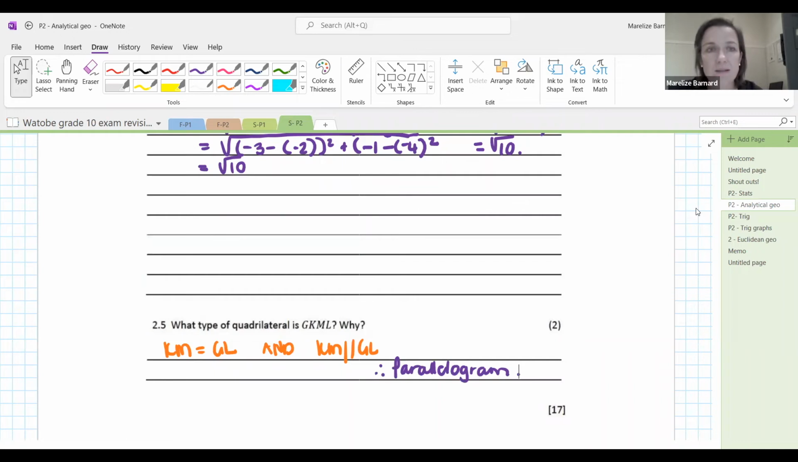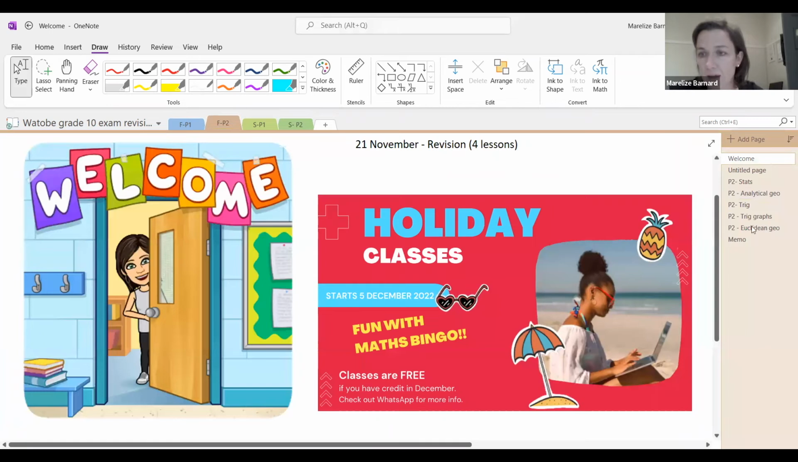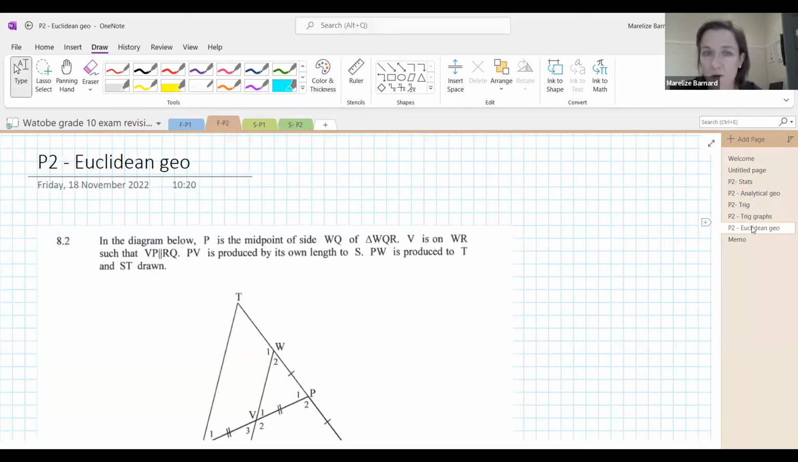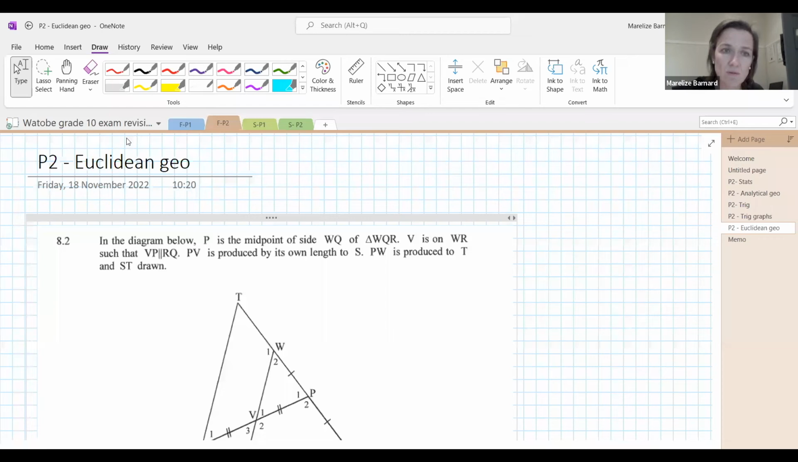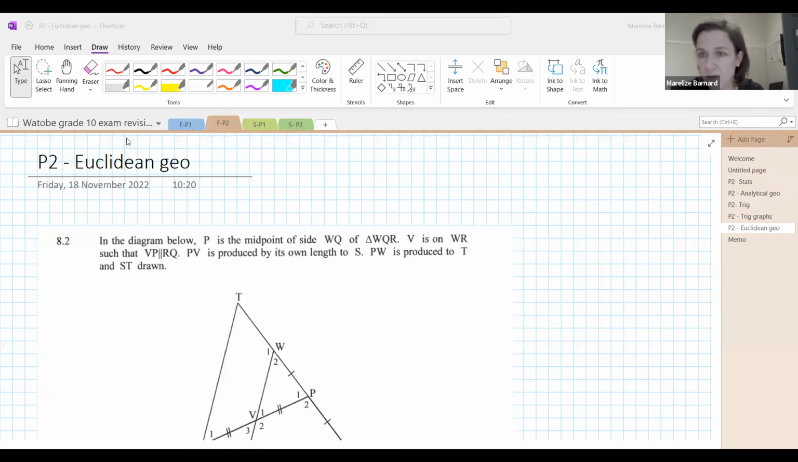Good. We've got about 10 minutes left and we're going to try a little bit of Euclidean geometry. I think it was Sipo who asked for Euclidean geometry, if I'm not mistaken.